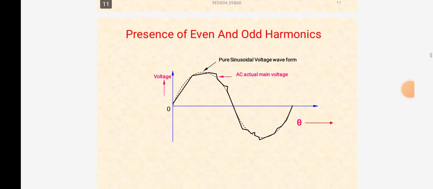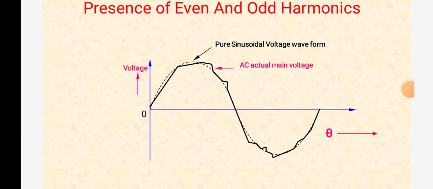Here is the presence of even and odd harmonics. Here is the sine wave. The dotted line is the pure sinusoidal voltage waveform, which is the actual main, and the disturbances are the harmonics. The harmonics are usually odd, and may be even in some cases. It is not the same in positive and negative half cycles.